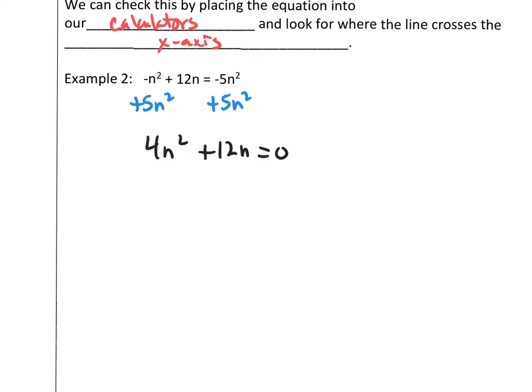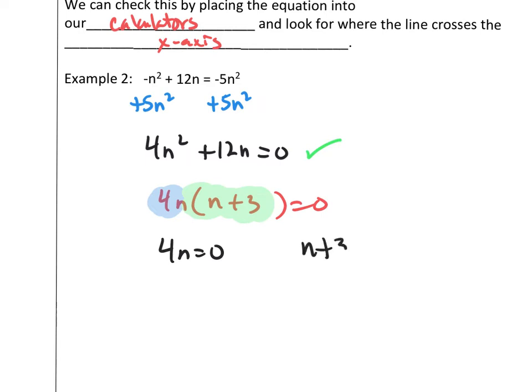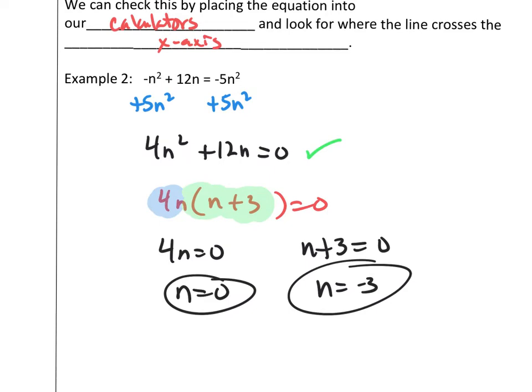Now that it's set equal to 0, that's our first check. What we want to do is factor. So GCF first. Looks like I have 4 in common and I have n in common, to leave you n plus 3. Now that my powers are both 1, I can go to my zero product property rule, my two products. So I have 4n equals 0, and your other one is n plus 3 equals 0. Solve each of those. Your first one is n equals 0 by dividing. Your other one is subtract the 3 over to get n equals negative 3.